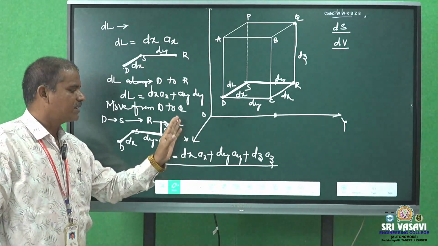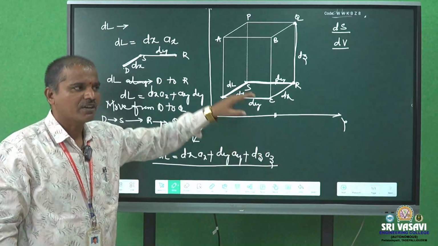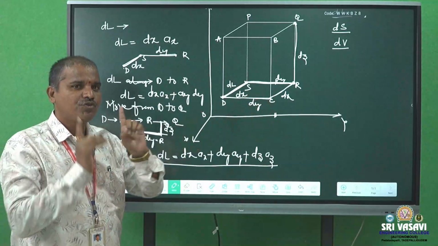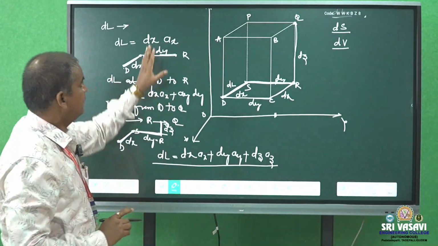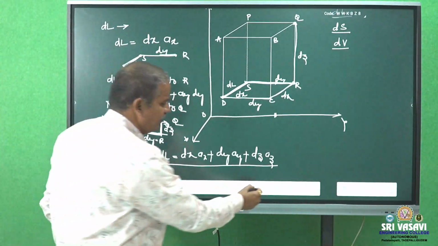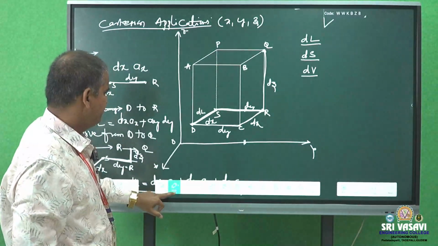Sometimes people get confused. They write Cartesian and introduce rho and phi. If you're talking about a particular coordinate system, you should focus only on that system's variables. So this is about differential length. What is the second one? The second one is differential surface.